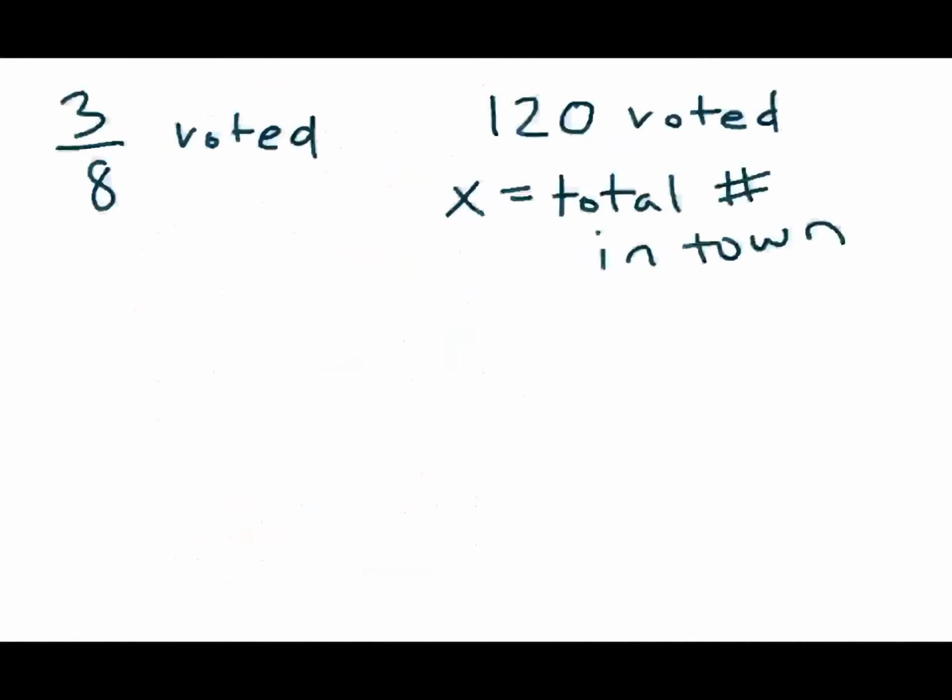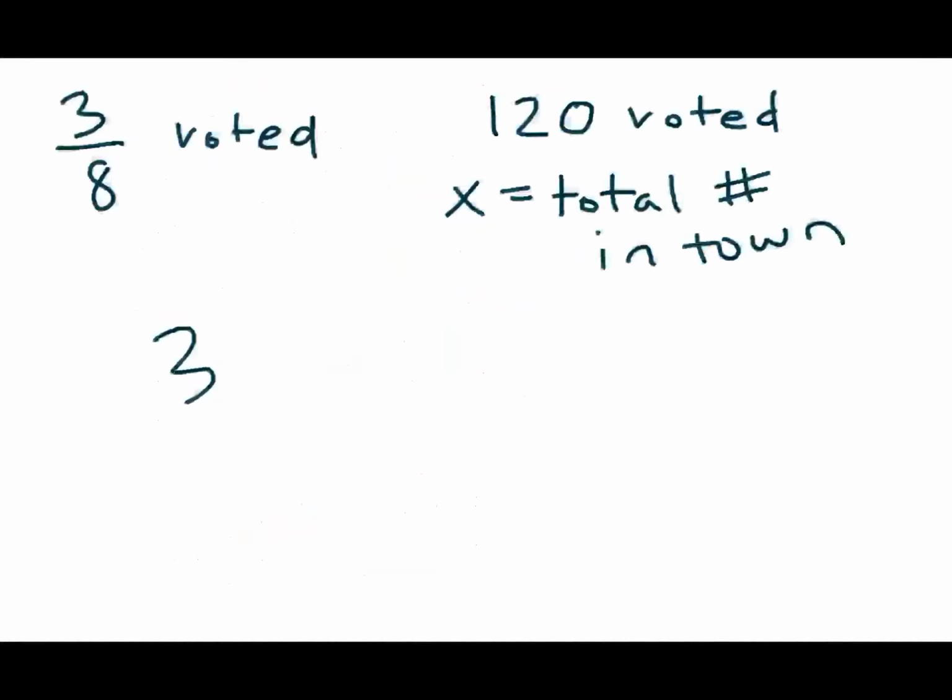The first example says 3/8 of the people in town voted. If 120 of the people in town voted, how many people lived in the town? That is actually not that poor of a voter turnout, by the way. It's probably worse than normal, but that's neither here nor there.